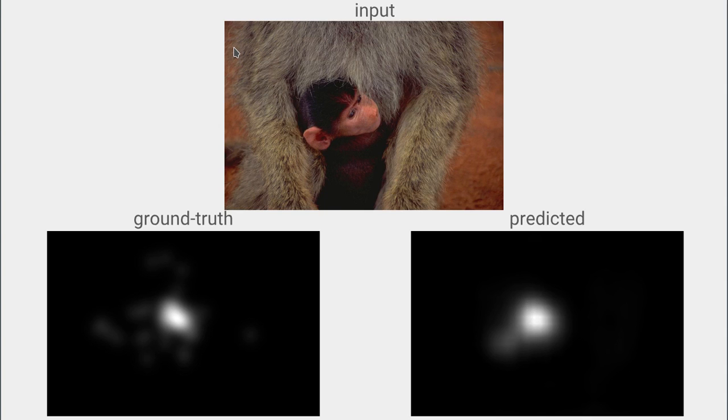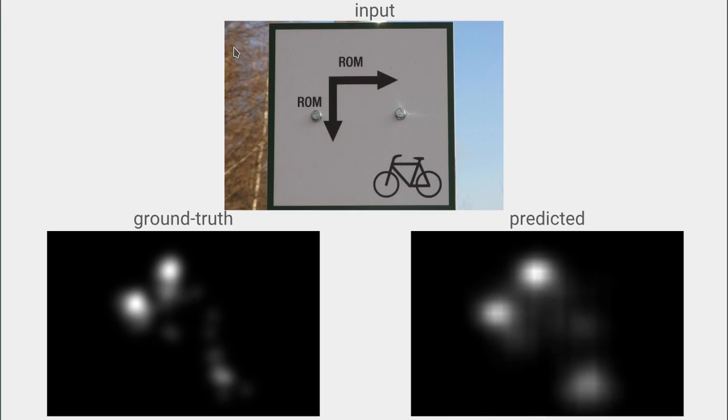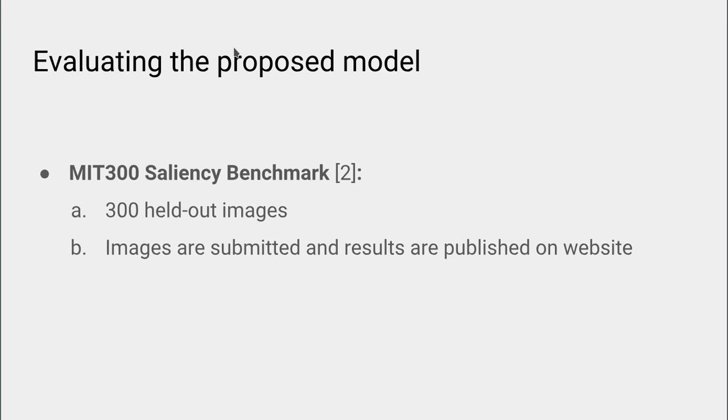Let's now visualize some maps generated from the network. The input image is represented at the top. At the bottom left corner, the ground truth saliency map. At the bottom right corner, the predicted saliency map. This is another example. And another example. The generated images seem reasonable, but a more objective evaluation is needed.